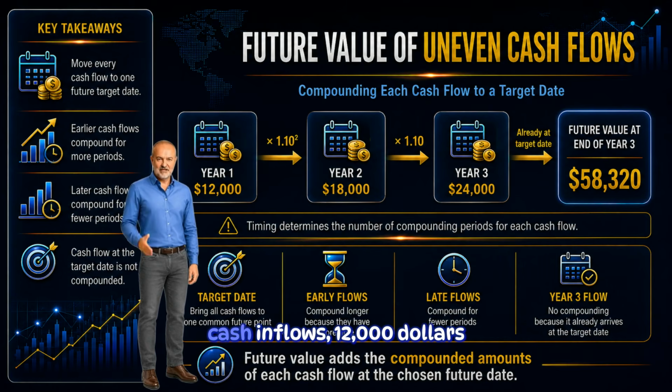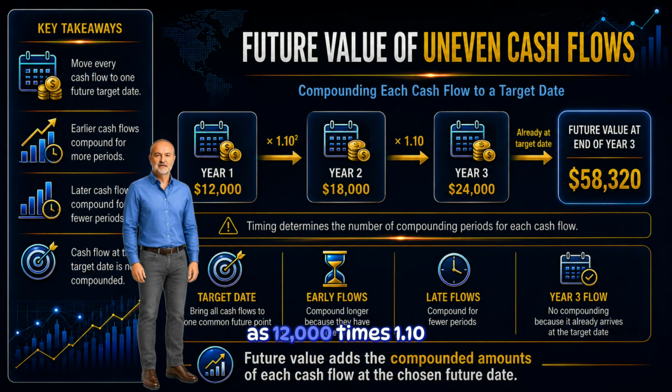Using the same 3 cash inflows, $12,000 in year 1, $18,000 in year 2, and $24,000 in year 3, the future value at the end of year 3 at 10% is calculated as 12,000 times 1.1 squared, plus 18,000 times 1.1, plus 24,000. The result is $58,320. The year 3 cash flow is already at the target date, so it is not compounded. Timing tells us exactly what to do.